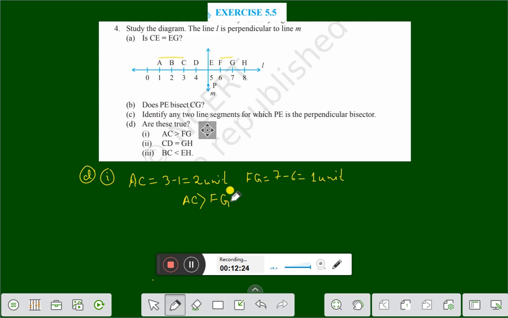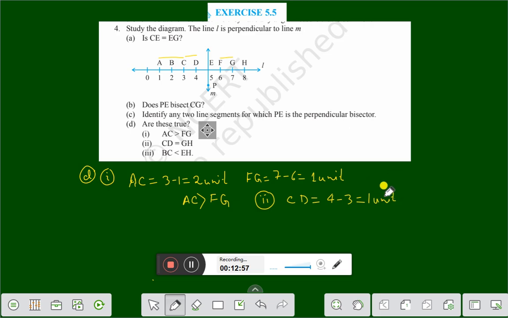Right? Now, question number 2. CD is equal to GH. Which one is CD? You see this one is CD, C to D. You find the length of CD. CD is equal to, final reading is 4, initial reading is 3, 4 minus 3 is equal to 1 unit. CD is 1 unit, right?